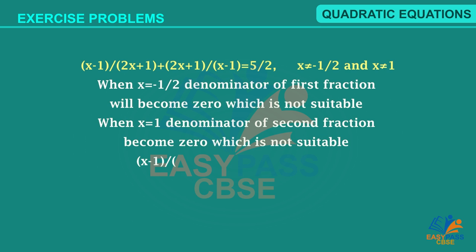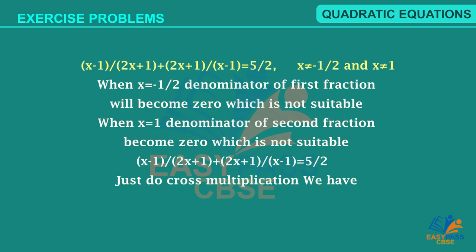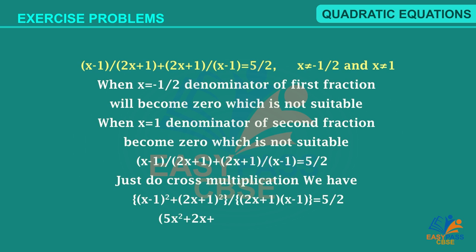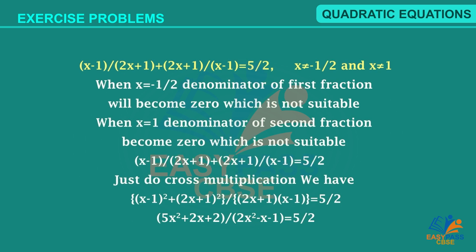So, we have (x minus 1)/(2x plus 1) plus (2x plus 1)/(x minus 1) is equal to 5/2. Just do cross multiplication: we have (x minus 1) whole square plus (2x plus 1) whole square over (2x plus 1) times (x minus 1) is equal to 5 by 2. On simplifying the numerator completely, we have 5x square plus 2x plus 2. Denominator 2x square minus x minus 1 is equal to 5 by 2.